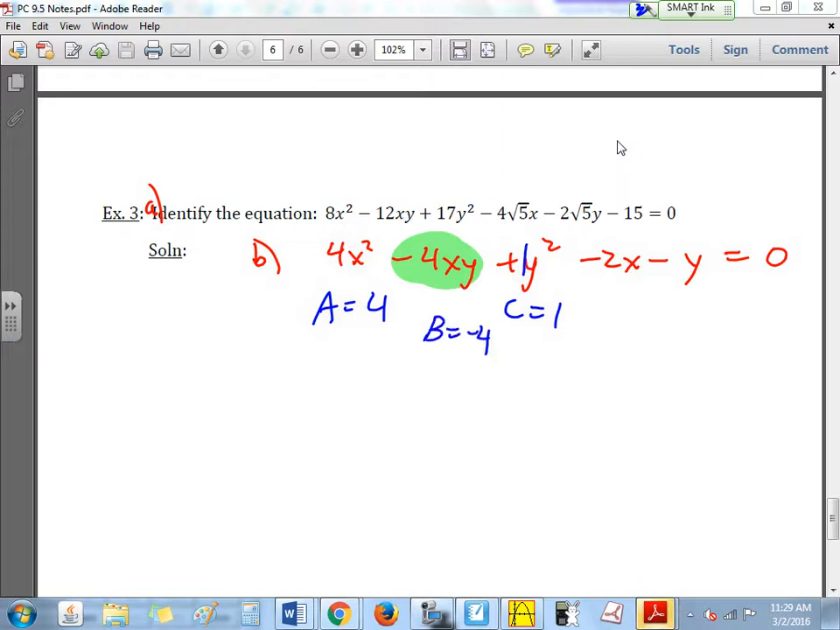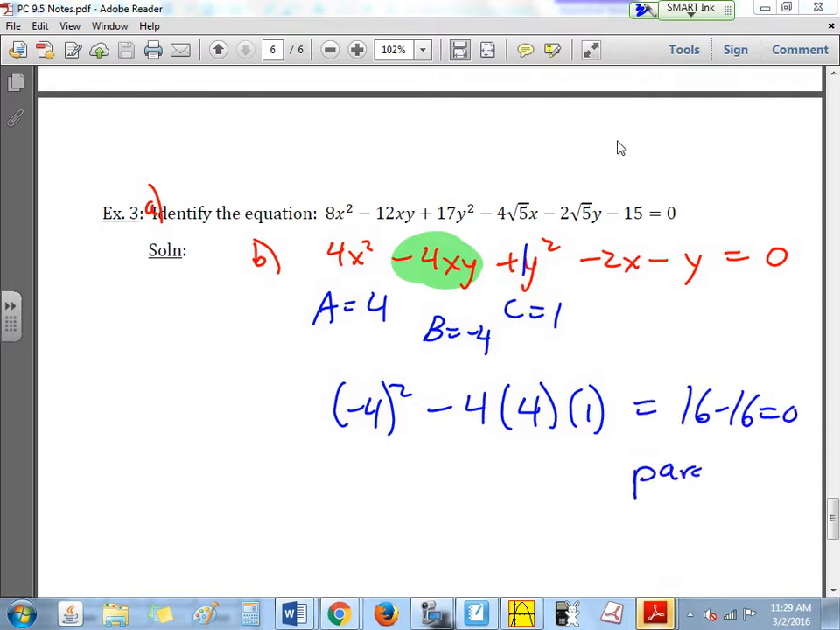Find b squared minus 4ac. There is no other way. b squared minus 4ac. Ooh, 16 minus 16 is 0. I guess it's actually a parabola.